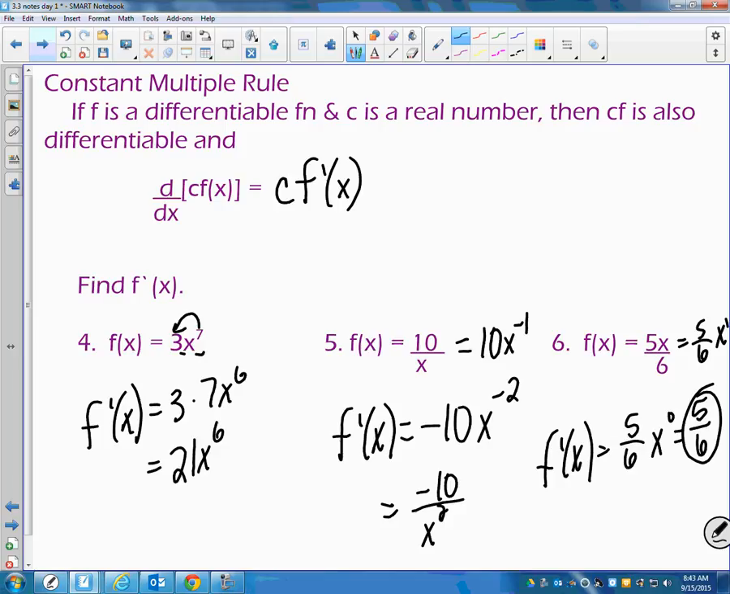Wait, but if you plug in a number for x, wouldn't 5 times x all over 6 be different than 5/6 times x? Nope. Are you sure? Promise. Check 5. Think about this. 5/6 times 5 is the same as 5 times 5 over 6. Either way, you get 25/6.